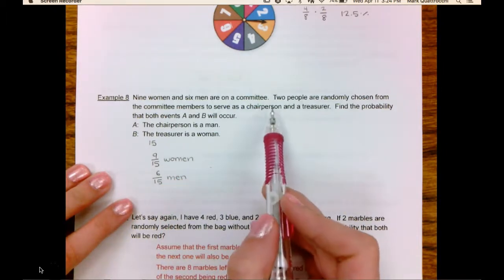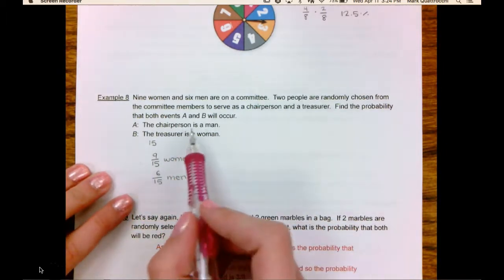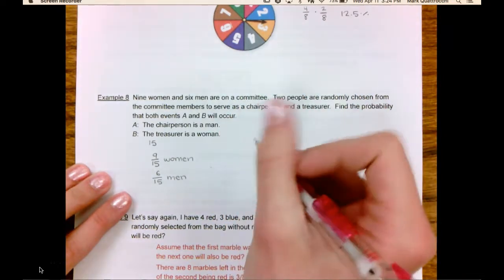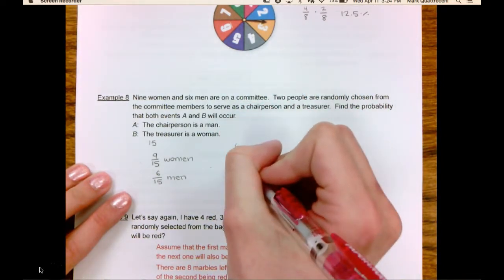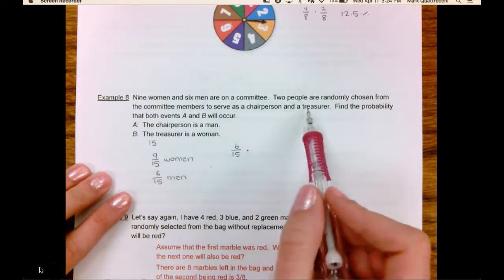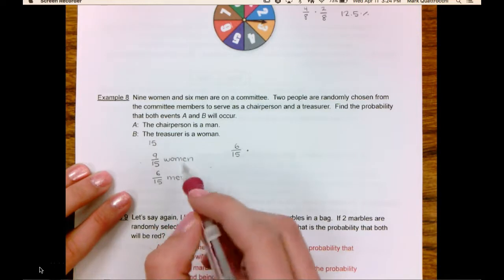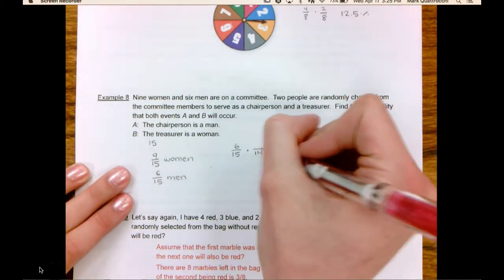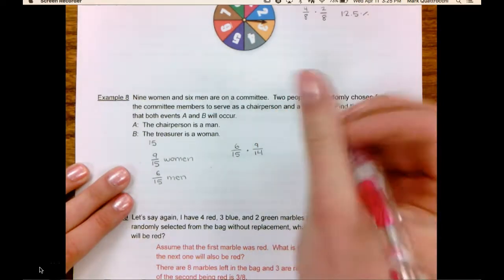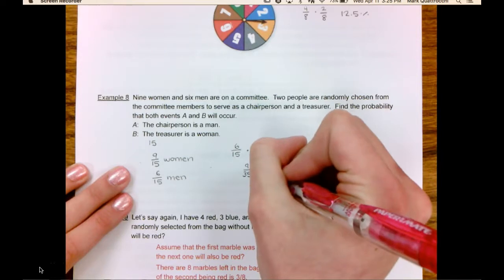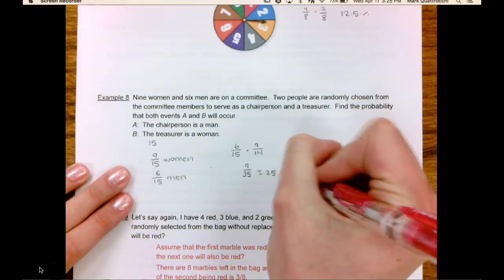The chairperson is picked first, so you want it to be a man. So the probability of picking a man out of 15 people is 6/15. Then you have 1 less person to pick from who can be the treasurer, and you want it to be a woman, so there are 14 people left, and of those there are 9 women. So 9/35, or 25.7%.